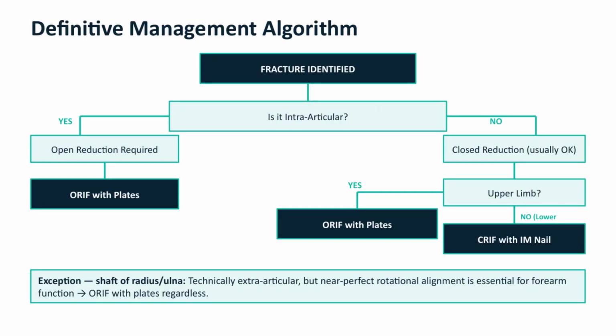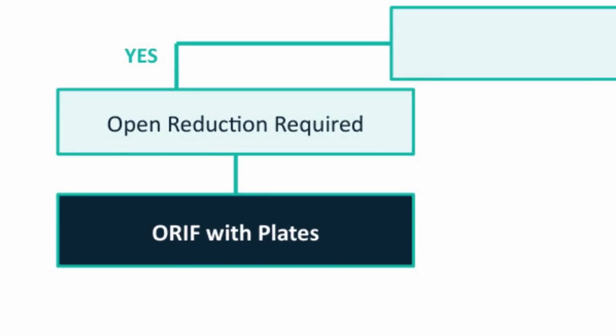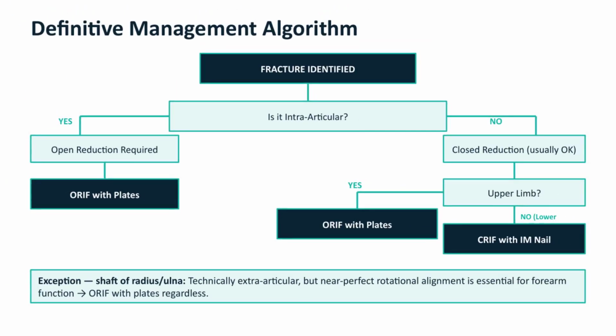Putting reduction and fixation together, here's the definitive management algorithm that ties everything up. Once you understand open versus closed reduction, here is the exam-critical treatment algorithm. For all intra-articular fractures, the treatment is ORIF with plates. That's open reduction and internal fixation. Since perfect reduction is needed, you must open the fracture site, giving you open reduction. And since you're already inside, you fix it internally, giving you internal fixation with plates.